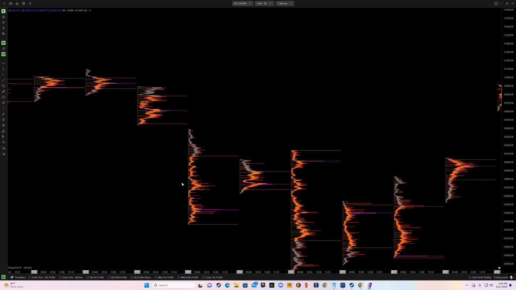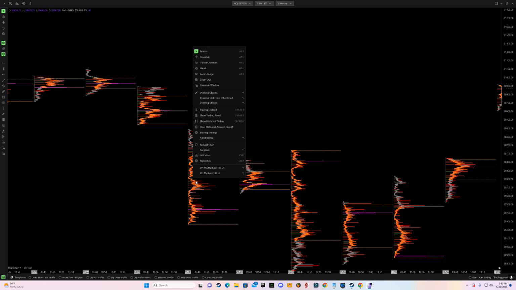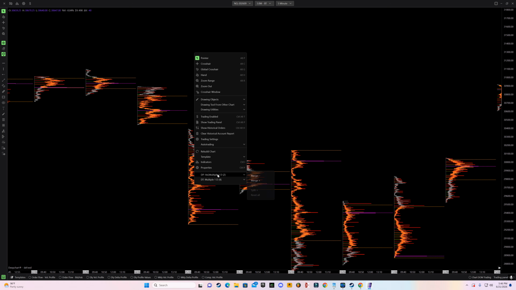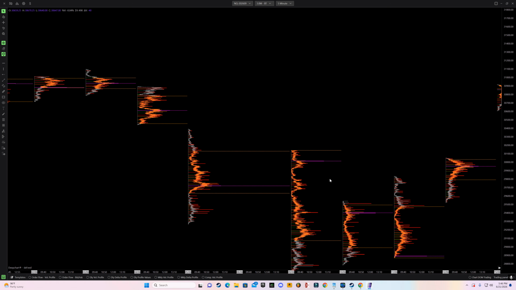So what we can do is we can merge them, right? So right click on this, go here and click on merge plus. And it's going to merge both of the volume profiles, right? Why? Because we were consolidating here, so we need more data.